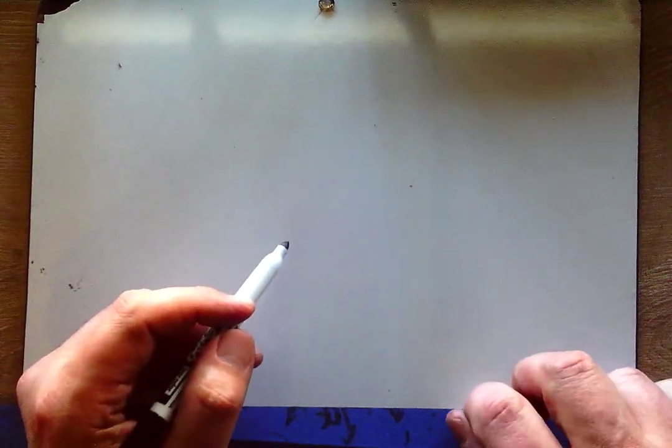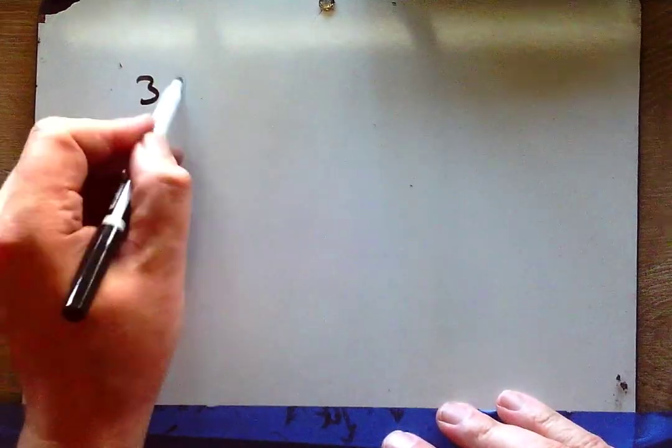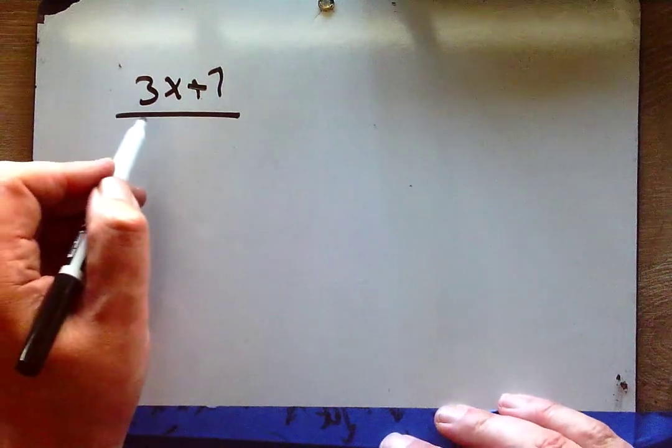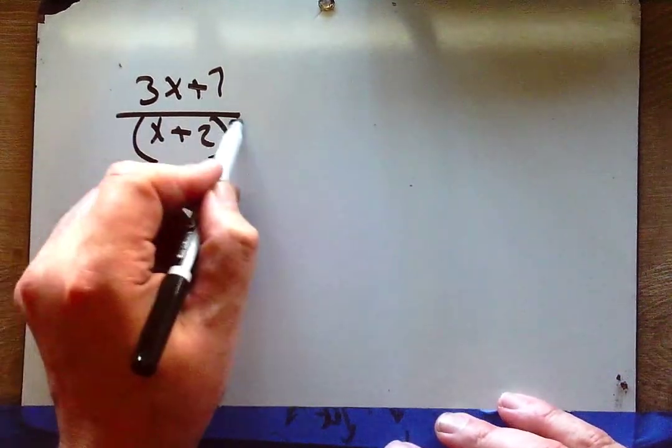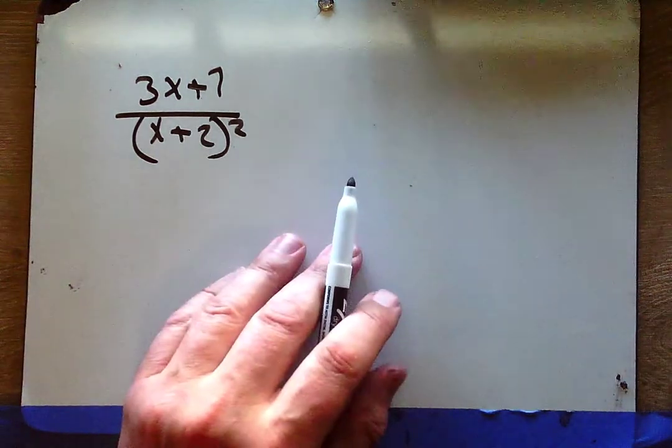Will you do me a favor and solve this one, please? (3x + 7)/(x + 2)². Will you do the full partial fraction decomposition on that? Pause the video. Come back when you're done.